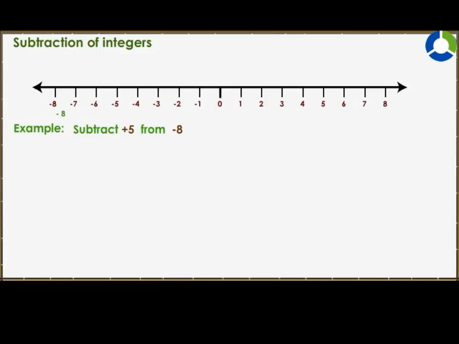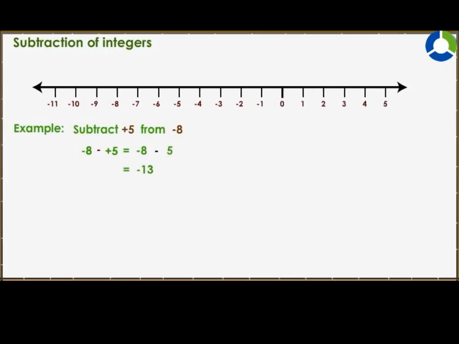Subtract positive 5 from negative 8. To subtract negative 8 minus positive 5, first change the sign of the integer to be subtracted. That is, positive 5 changes to negative 5. Then add negative 8 and negative 5.